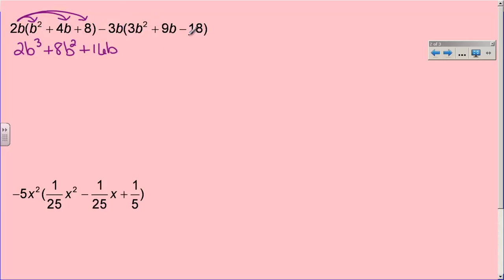We are now done with the first half. This is the second half of the problem. When I distribute here, I'm going to have to distribute a negative 3b through, so I can take care of this minus sign. So I have negative 3b times positive 3b squared gives me a negative 9b to the third.